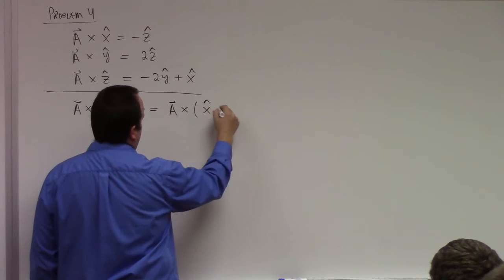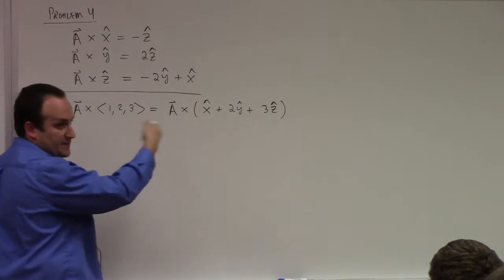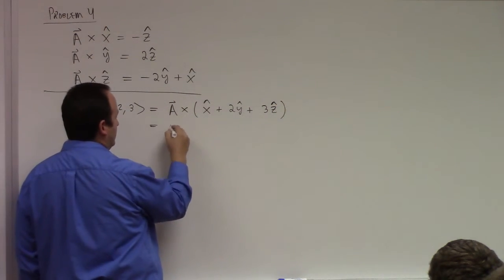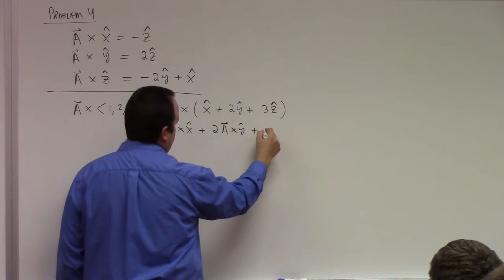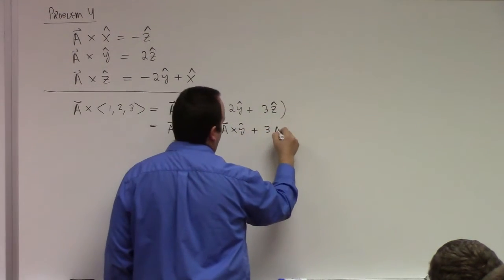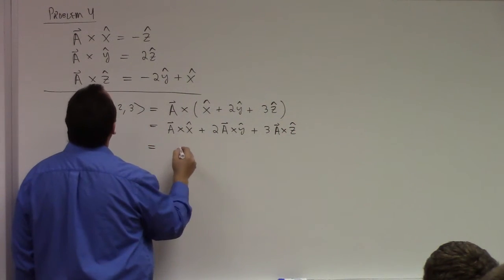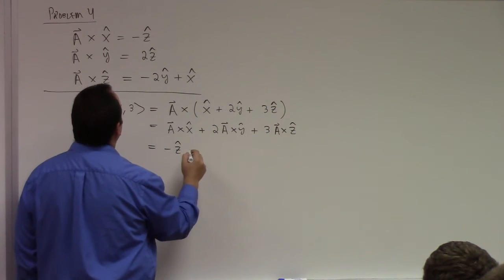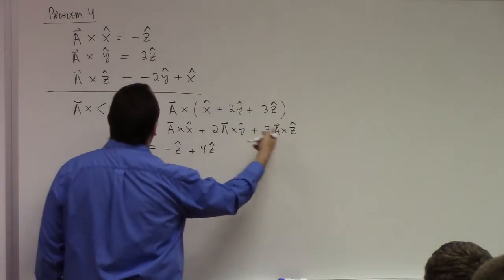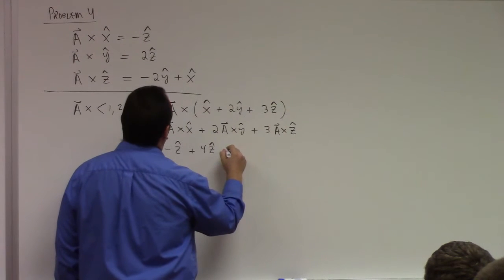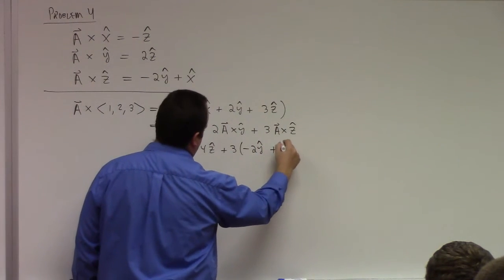See, this is A cross x hat plus 2y hat plus 3z hat, right? So you know that the cross product's distributive, so you just distribute: A cross x hat plus 2 A cross y hat, right? Plus 3 A cross z hat. And then, well, I gave you those, right? The problem with the problem on the test is what I gave you was impossible. So that's 4z hat. And A cross z hat would be 3 times minus 2y hat plus x hat.